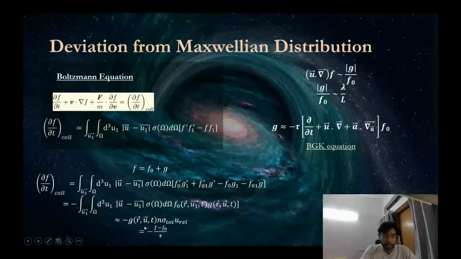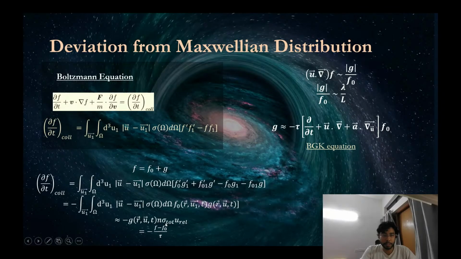This reduces down to f minus f naught by tau. So g is already f minus f naught, right? And where does this tau come from? If you remember, n sigma is basically the inverse of the mean free path. So n sigma is 1 by lambda, which is the mean free path. We have done this in week 1.